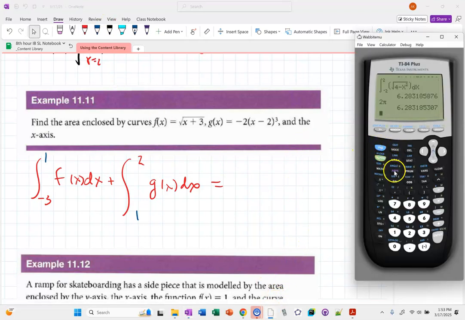So to do this, do math, fnInt, -3 to 1. Now I've already typed in f of x into my calculator in the y1 spot. So I could type it in again, or what I would prefer to do is just do vars, Y-vars, function, y1, and then do the same thing here, 1 to 2, and I'm going to use y2 dx and press enter, and I get about 7.45.